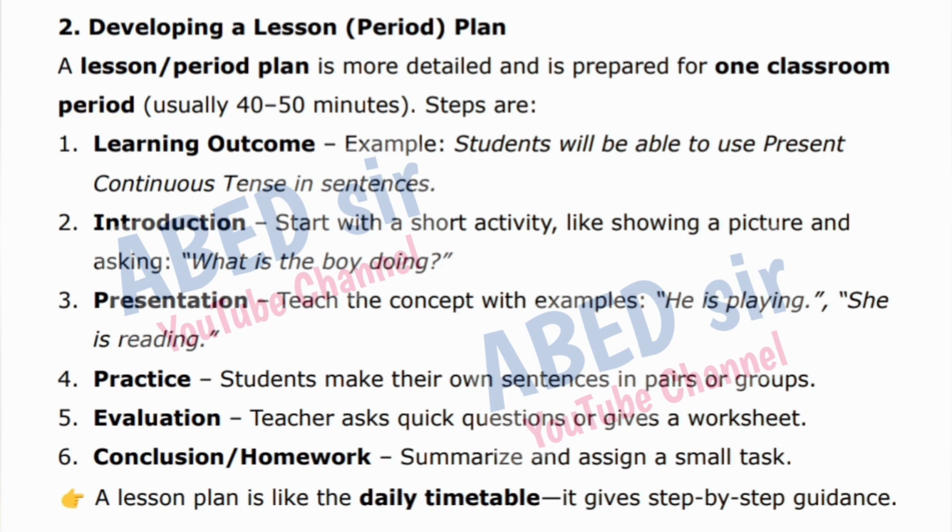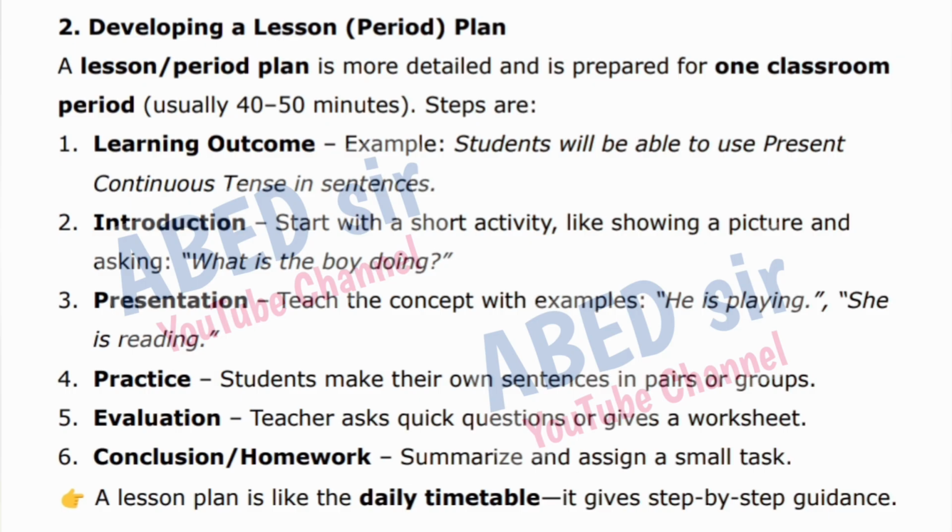2. Developing a lesson period plan. A lesson period plan is more detailed and is prepared for one classroom period, usually 40 to 50 minutes. Steps are: 1. Learning outcome. Example, students will be able to use present continuous tense in sentences. 2. Introduction. Start with a short activity, like showing a picture and asking, "What is the boy doing?"